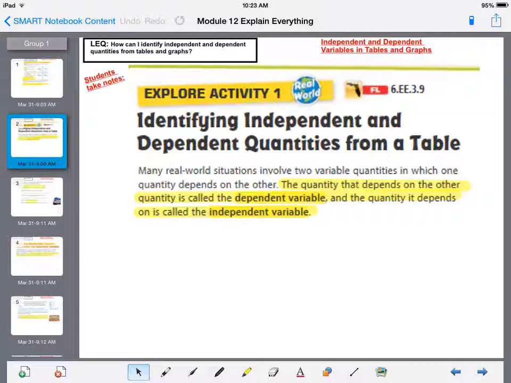Next, we talked about independent and dependent quantities from a table. We talked about the dependent variable being the one that depends on the other, and the independent variable being the one that the quantity depends on.